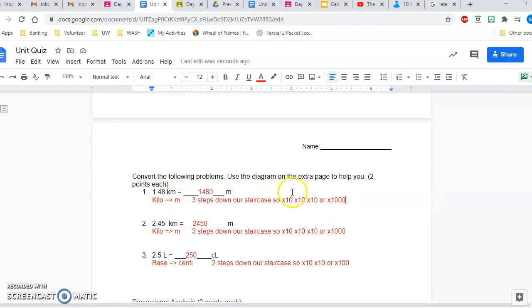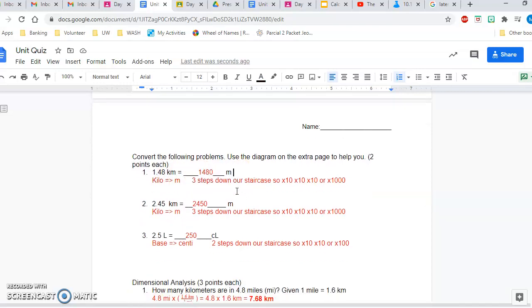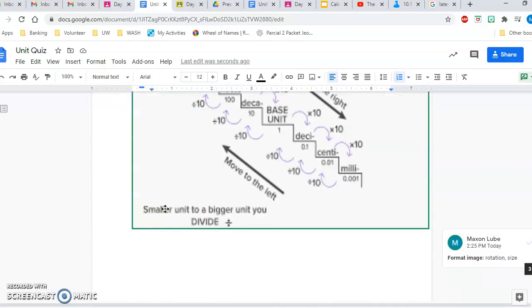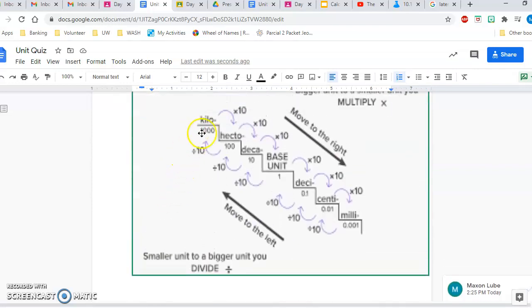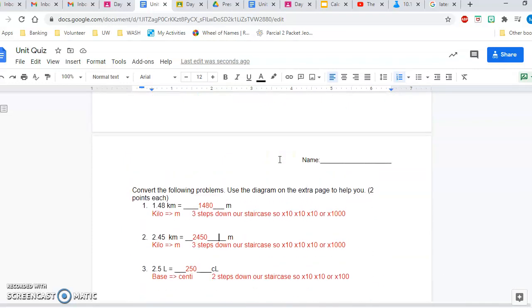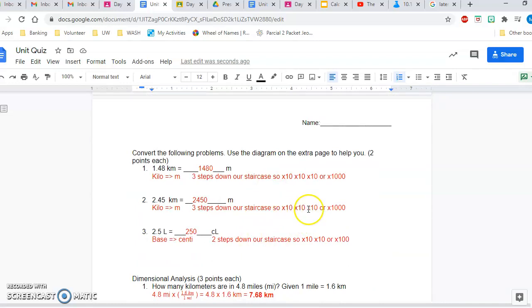The other way we learned how to do this was just by moving our decimal point. Either way, we come to get 1,480 meters. I asked you guys the same exact question where we're starting at kilometers and going to meters. So again, we're going to look at our staircase. We're starting in kilos and we want to go to our base unit of meters. So we're going to go 10 times 10 times 10 or times 1,000.